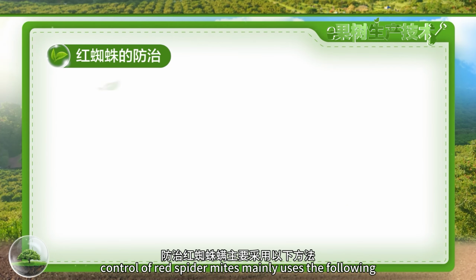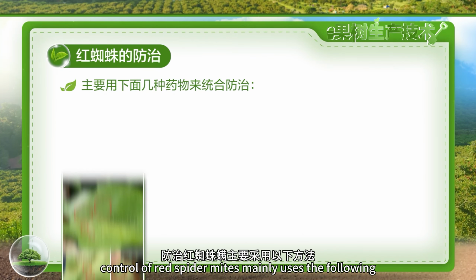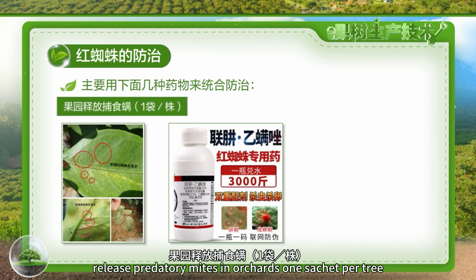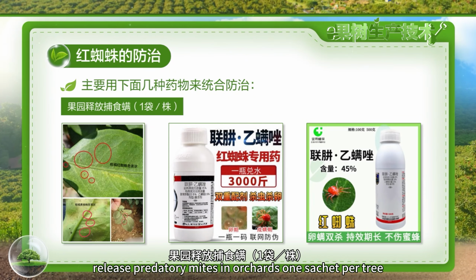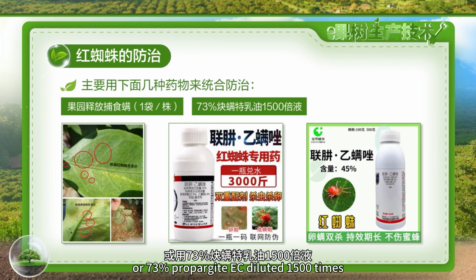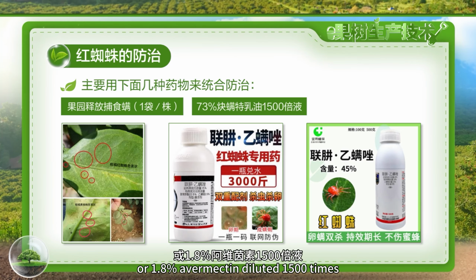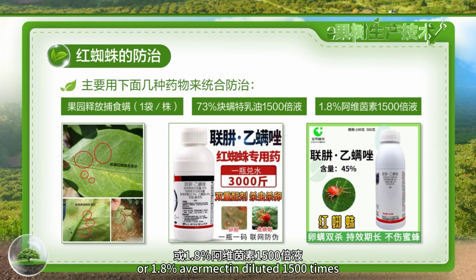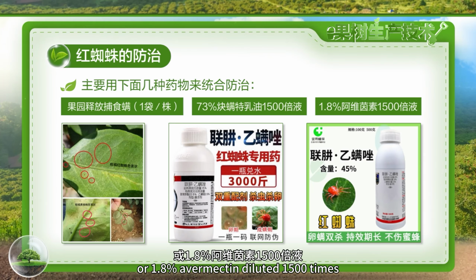Control of red spider mites mainly uses the following methods. Release predatory mites in orchards, 1 sachet per tree. Or 73% propargite EC diluted 1,500 times. Or 1.8% abamectin diluted 1,500 times.